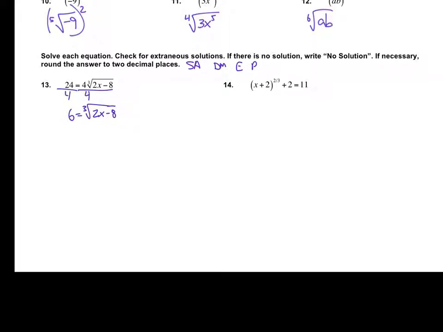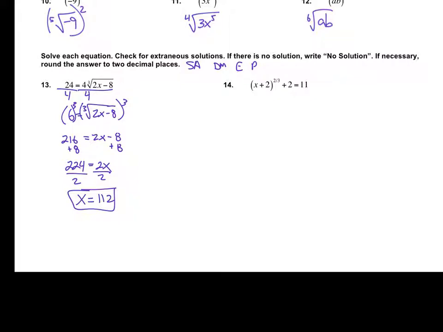Now we're going to get rid of our radical. We're going to cube both sides. So 216 equals 2x minus 8. Add 8. 224 equals 2x, divide by 2, and x equals 112.